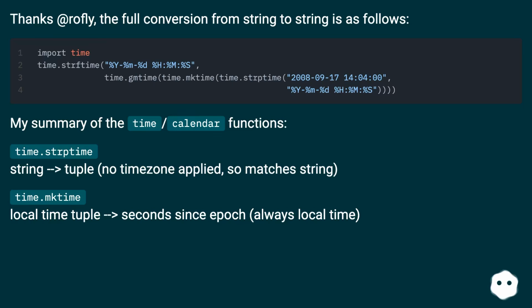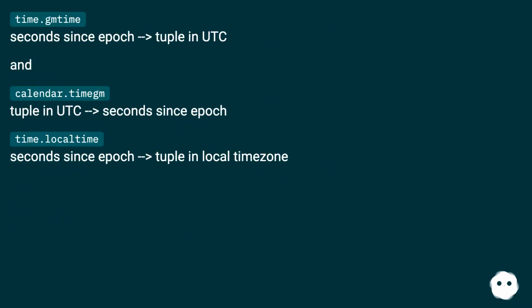My summary of the time/calendar functions: time.strptime, string to tuple, no time zone applied, so matches string. time.mktime, local time tuple to seconds since epoch, always local time. time.gmtime, seconds since epoch to tuple in UTC, and calendar.timegm, tuple in UTC to seconds since epoch. time.localtime, seconds since epoch to tuple in local time zone.